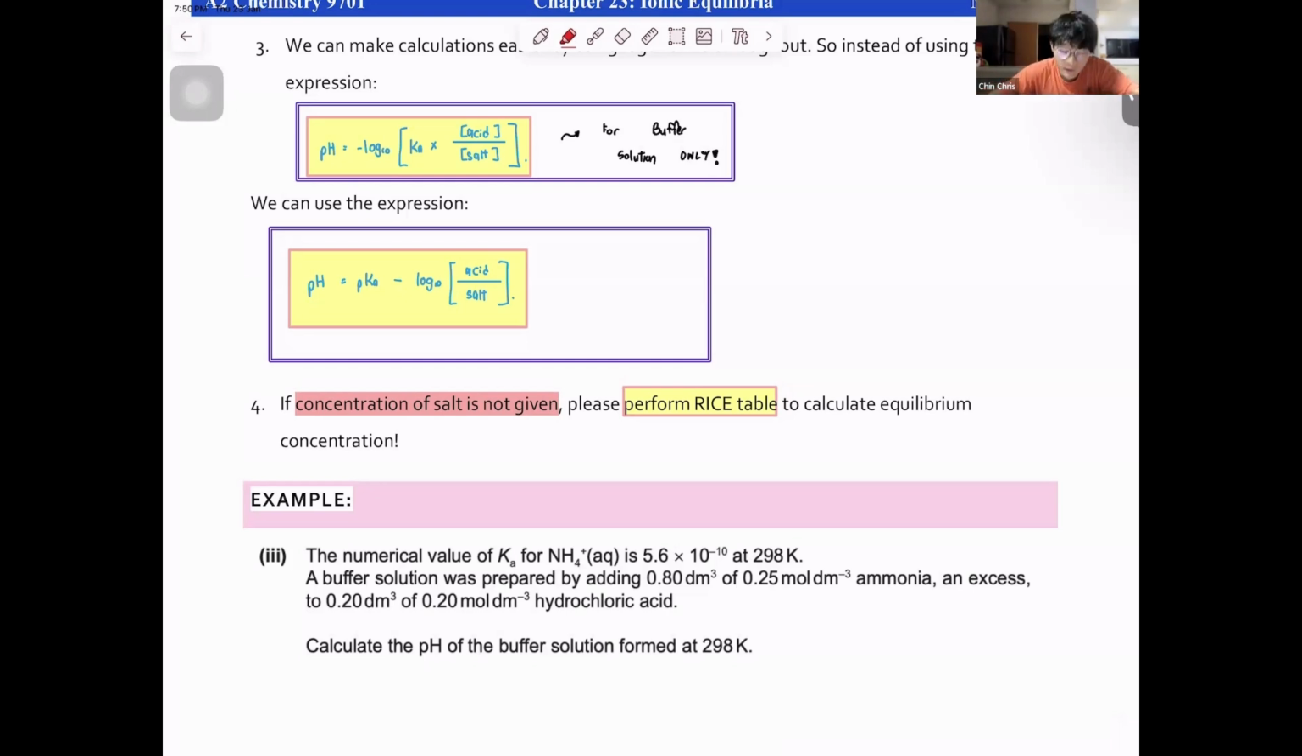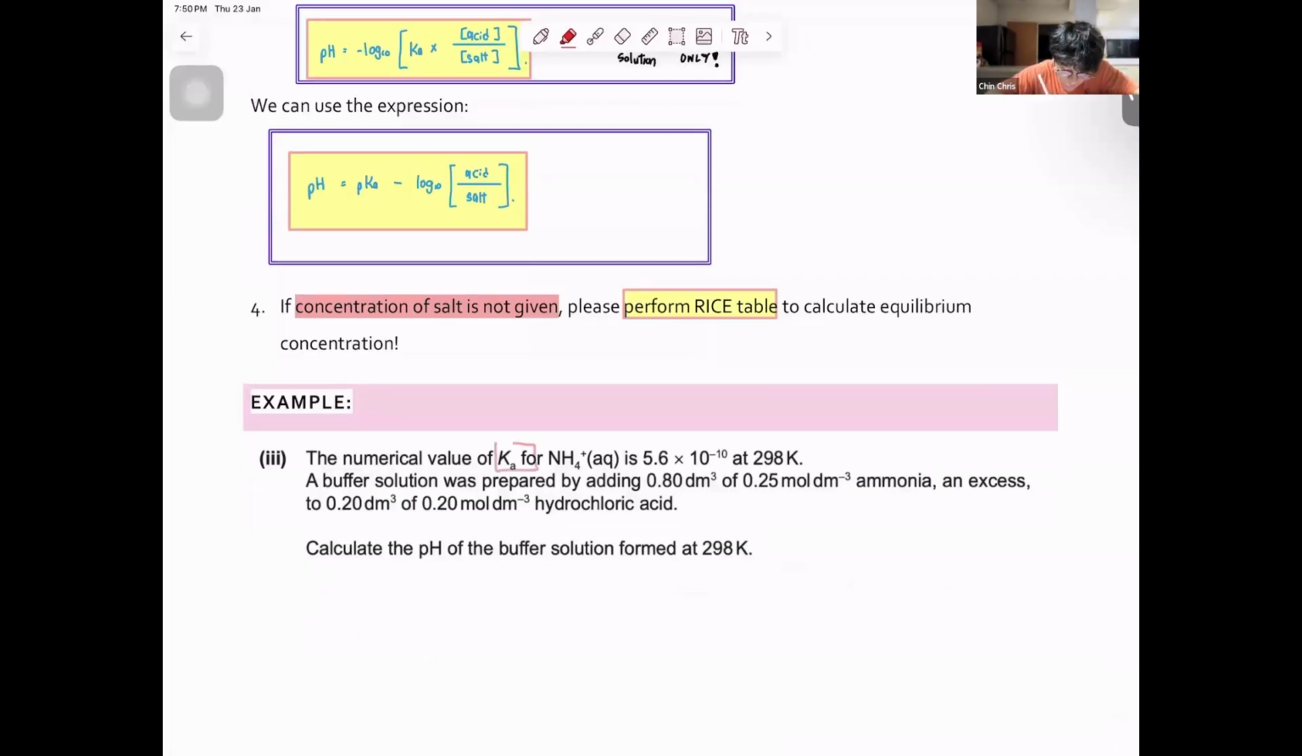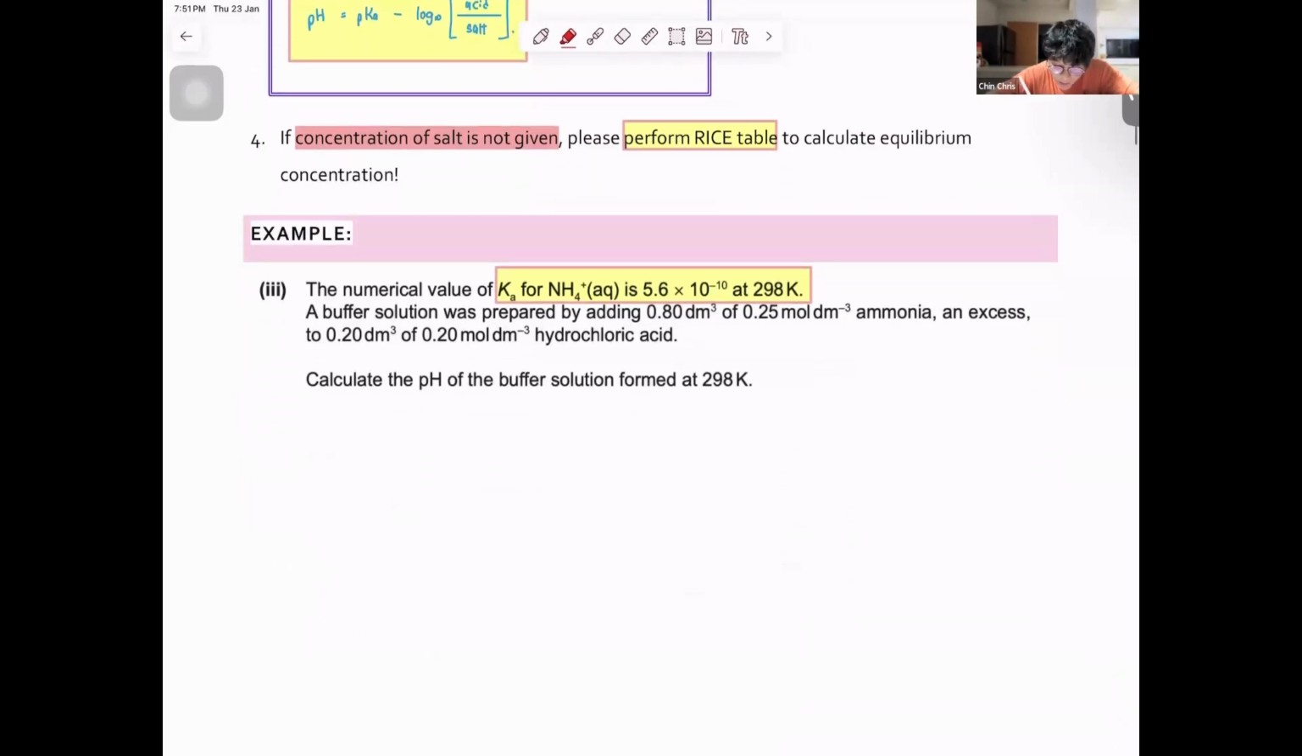All right, guys, now the numerical value of Ka of your NH4+ is given to you. And a buffer solution was prepared by using 0.8 dm³ of this amount of ammonia and 0.2 dm³ of this amount of HCl.